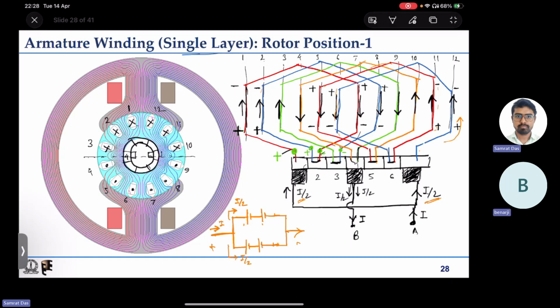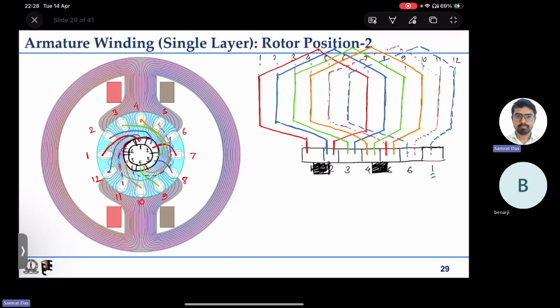So I think at this rotor position at least you get that the voltages are coming in series and they are also coming in parallel, so that makes it constant at least for this rotor position. We are yet to discuss the next rotor position.